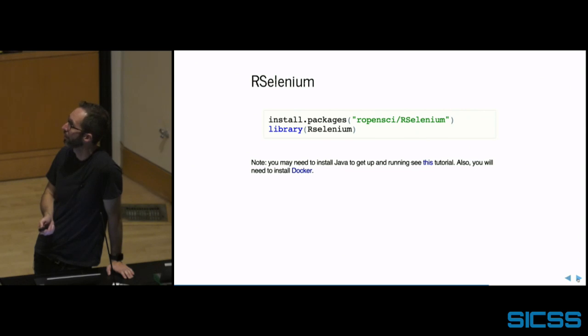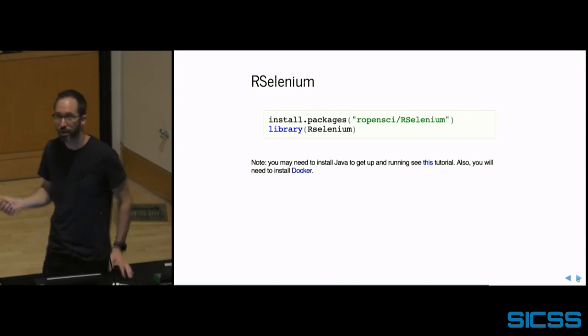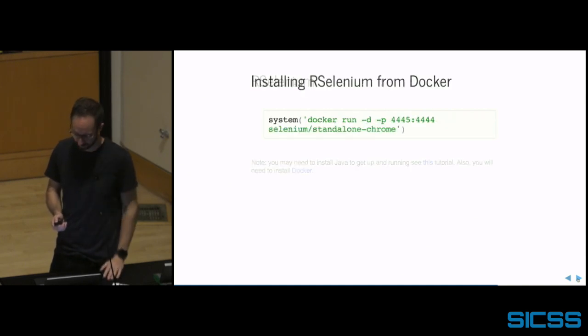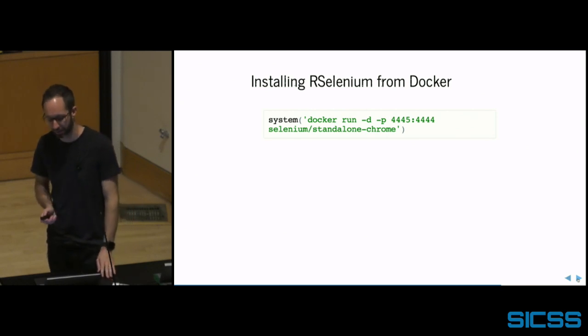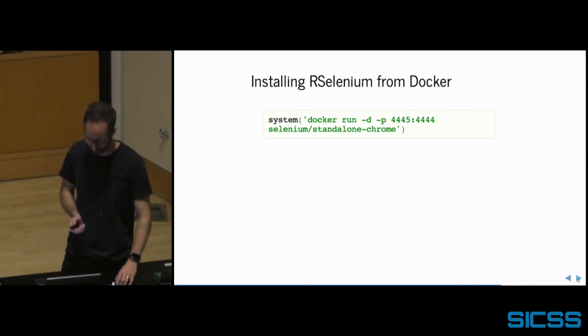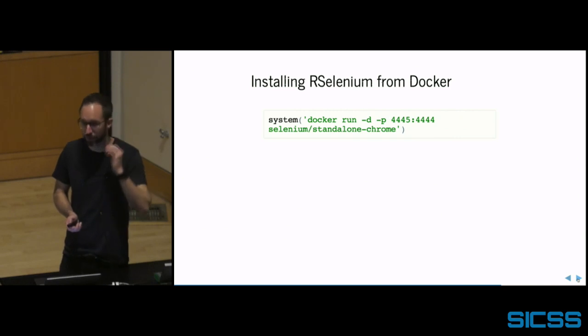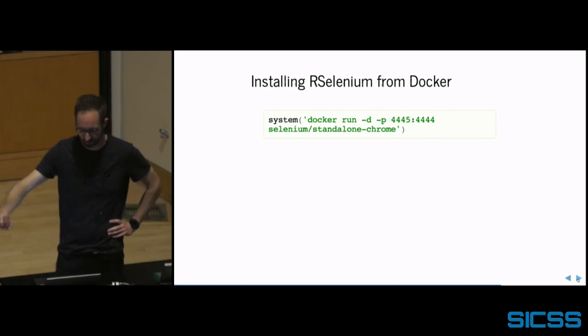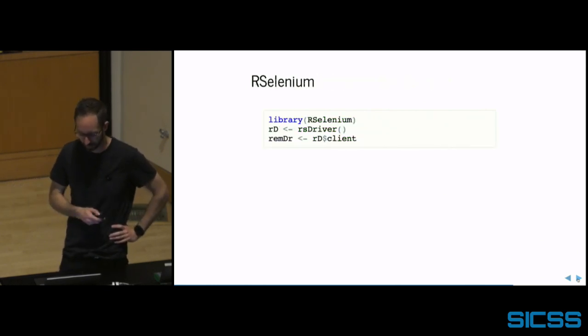The R version is called RSelenium. There's also a Python package. You may need to consult this tutorial to get up and running, and you will also need to install Docker, which helps you create the virtual instances you'll need to run Selenium using my code. You'll also need to run the system command from your R code editor, or from your terminal if you're familiar with Bash, in order to install RSelenium within Docker, which is the virtual machine tool that we're using.